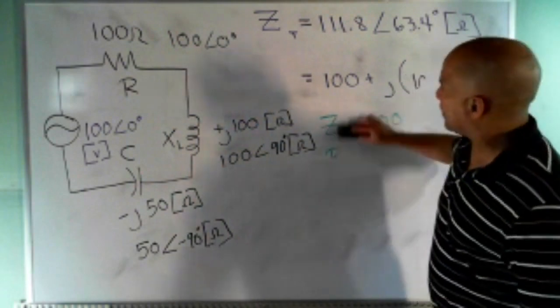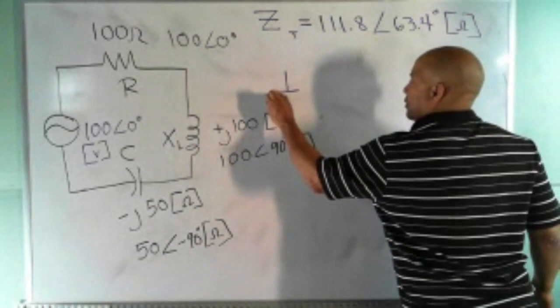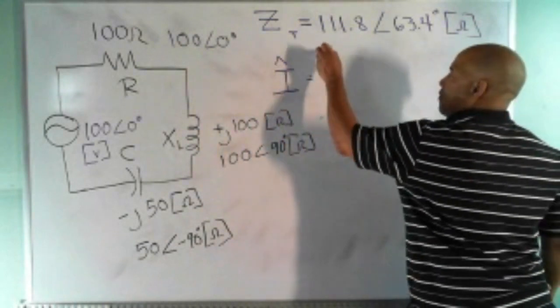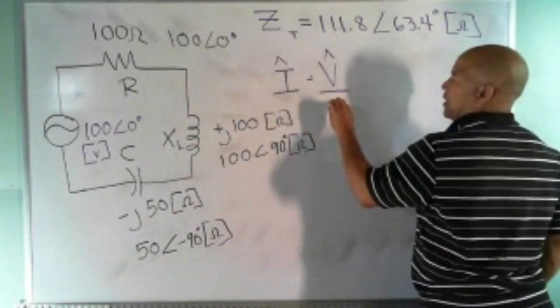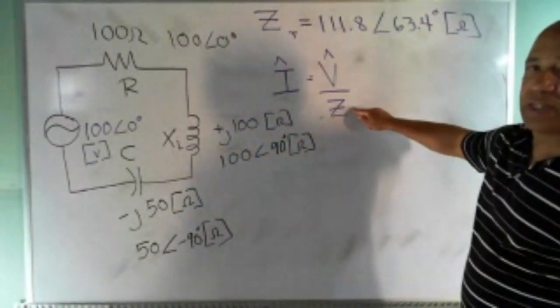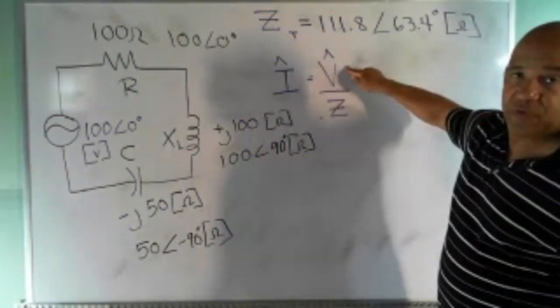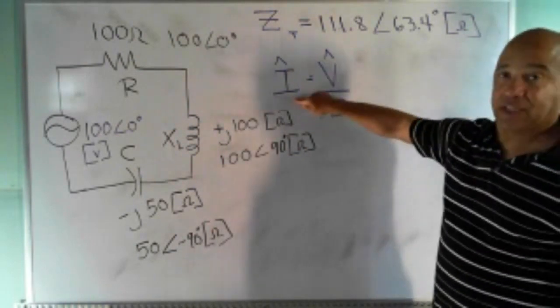So I'm going to find my current phasor. My current phasor is equal to my voltage over my opposition, but it's not resistance, it's impedance. Now notice I don't have a hat on the impedance because it's a complex number, but it's not a phasor. The only phasors I have is here. I'm taking my voltage phasor, divided by this other complex number. The thing I got is still a phasor.